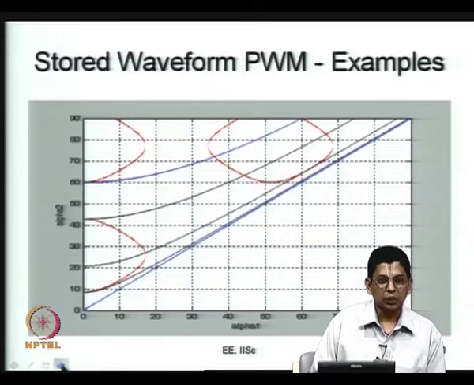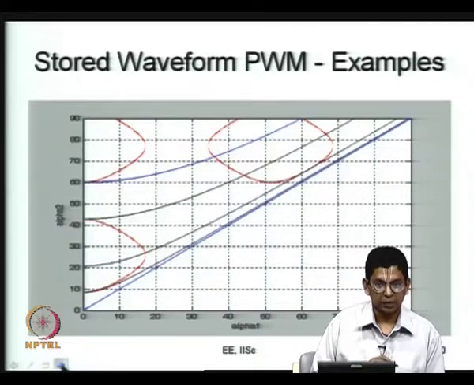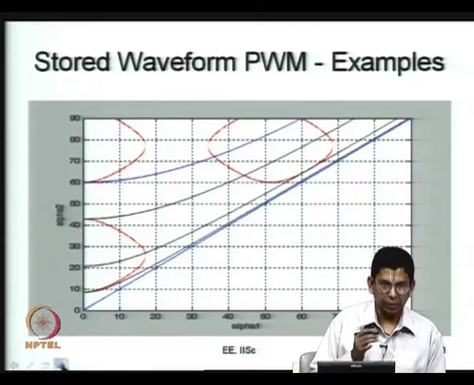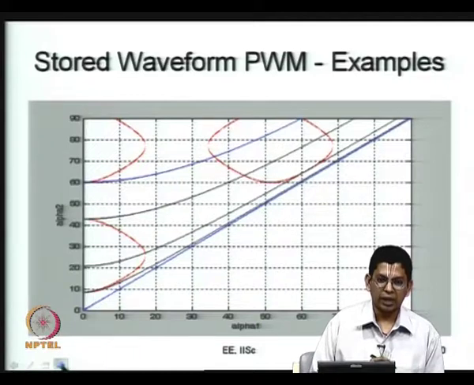So, you can once again look at stored PWM waveforms. There are several options available and I need a PWM method. How do I do it? I have an inverter and a motor to run, let us say using constant volts per hertz control, and I need a pulse width modulation method to do that.